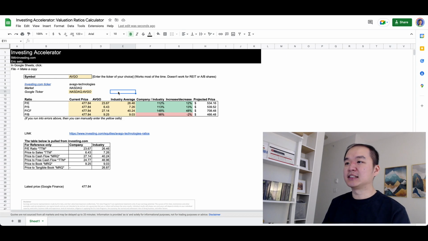So it's quite a handy tool. It allows you to see whether a stock is over or undervalued within a couple of seconds.